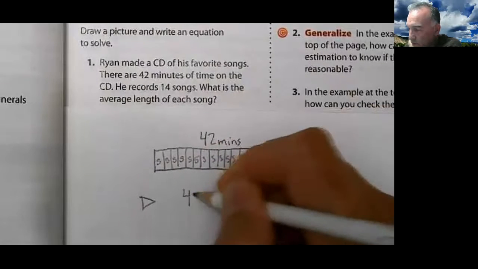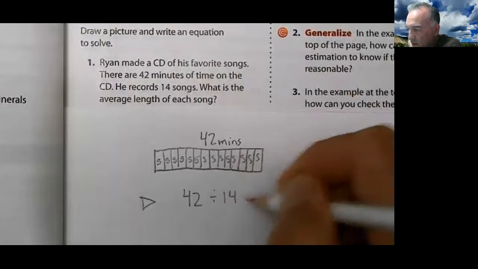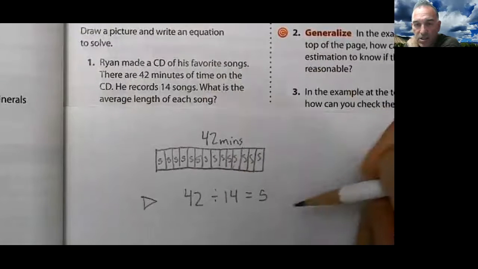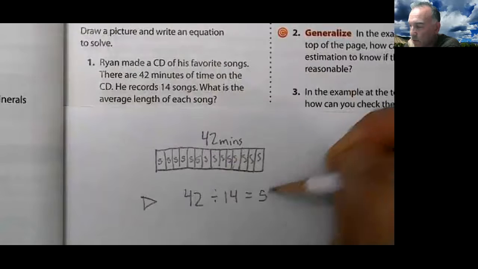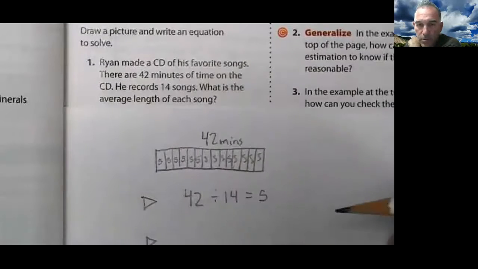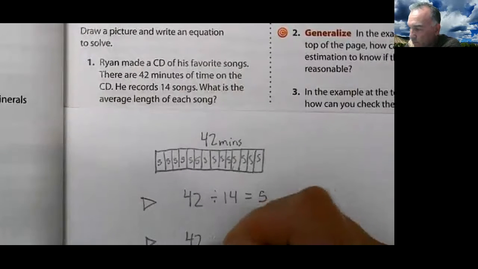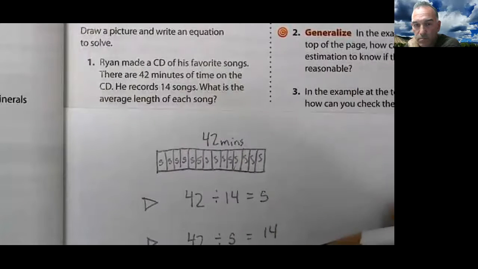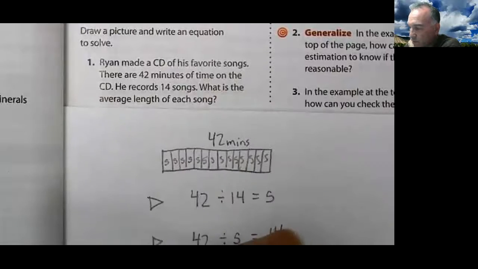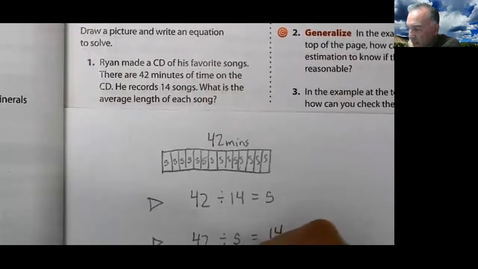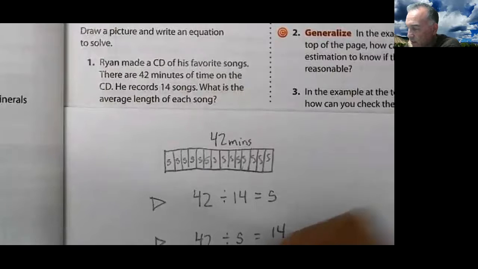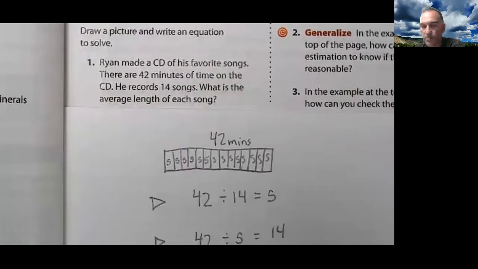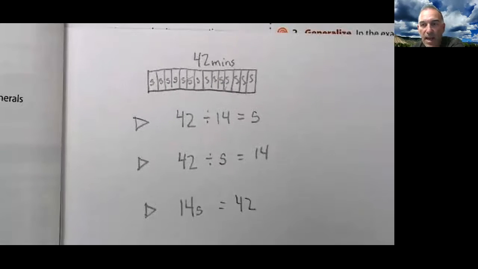Now I know that I could do it like this: 42 divided by 14 equals the length of the song. That's supposed to be an S. That's one way to do it. I could also do it like this: 42 divided by S equals 14. I could do 14S, 14 times S equals 42. Any of those ways would work. Make sense?